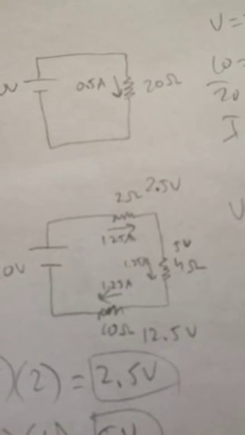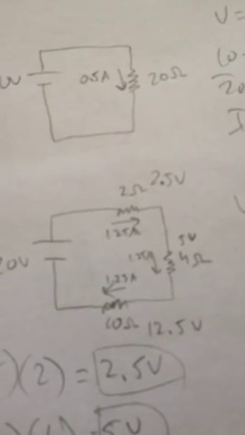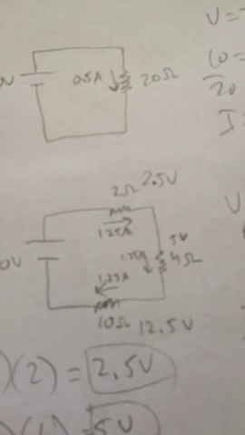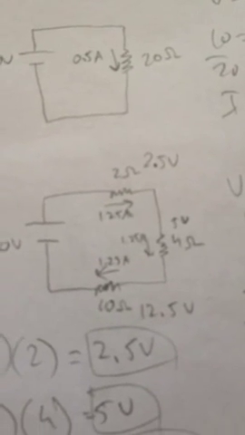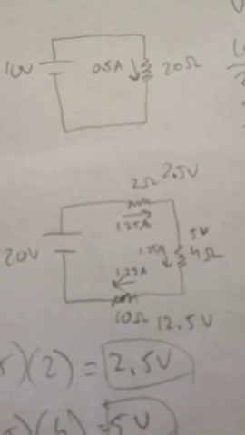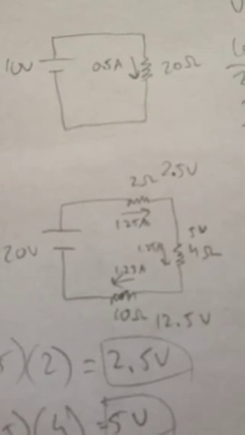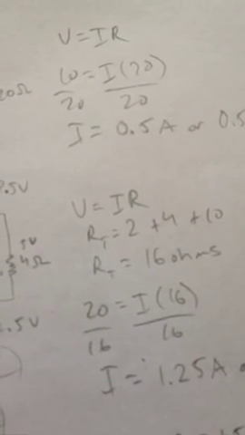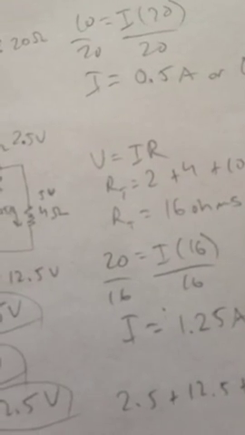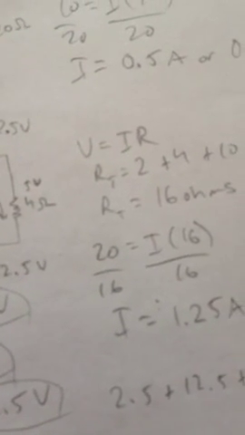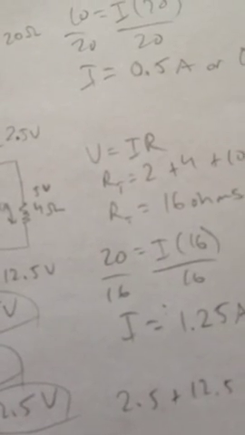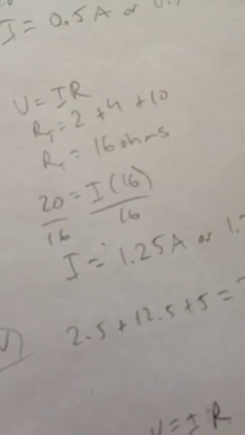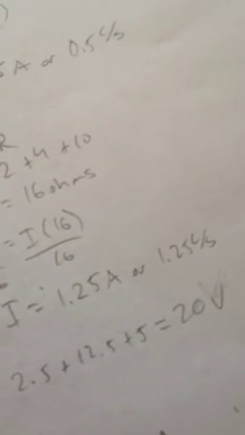But you want to know how many volts the resistors get. So we have to use Ohm's law, V equals IR. First we need to find the total resistance. So 2 plus 4 plus 10 equals 16 ohms. Now that we have the total resistance, we do 20 volts equals I times 16 ohms. Divide both sides by 16. So we have the total current, which is 1.25 amps or 1.25 coulombs per second.